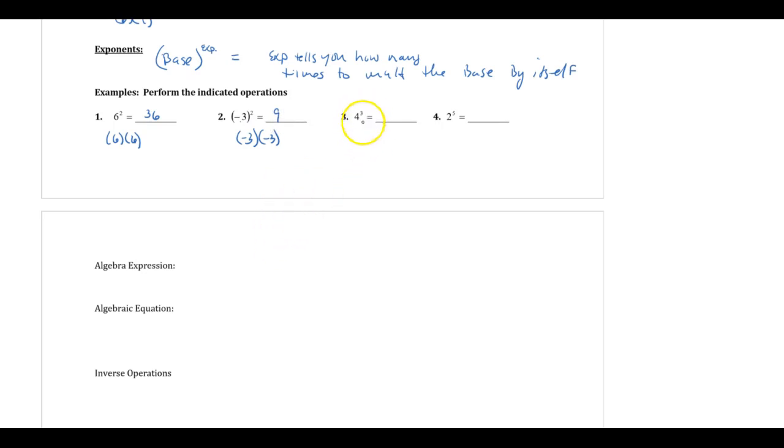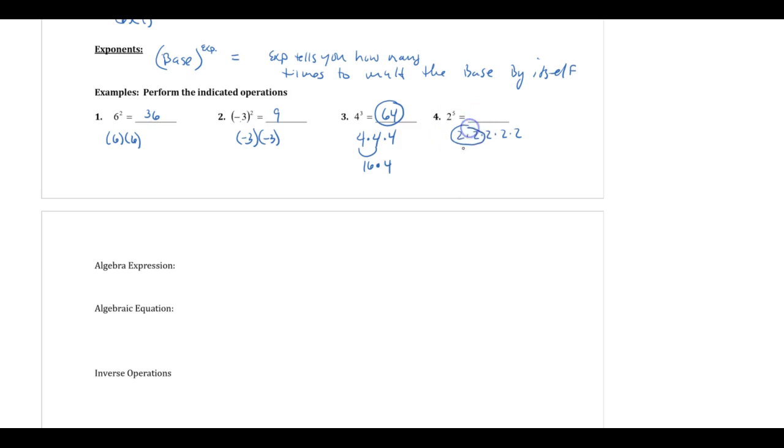Number 3, 4 to the third power is 4 times 4 times 4. 4 times 4 is 16, times 4 would be 64. Okay, I hope you're catching on to the pattern. 2 to the fifth power would be 2 times 2 times 2 times 2 times 2.